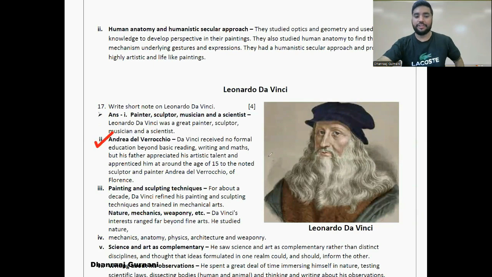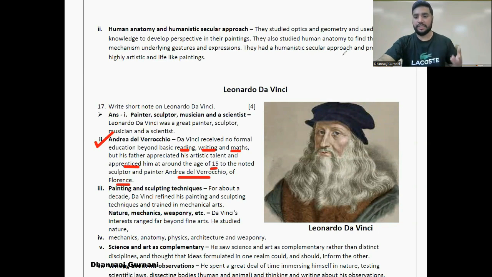Second one, Andrea del Verrocchio. Da Vinci received no formal education beyond reading, writing, and maths, but his father appreciated his artistic talent and apprenticed him at around age 15 to the noted sculptor and painter Andrea del Verrocchio of Florence. So what does it mean? He obviously received no formal education beyond reading, writing, and maths, but his father understood that he has a lot of talent in art. As a result, he sent him to Andrea del Verrocchio to learn.